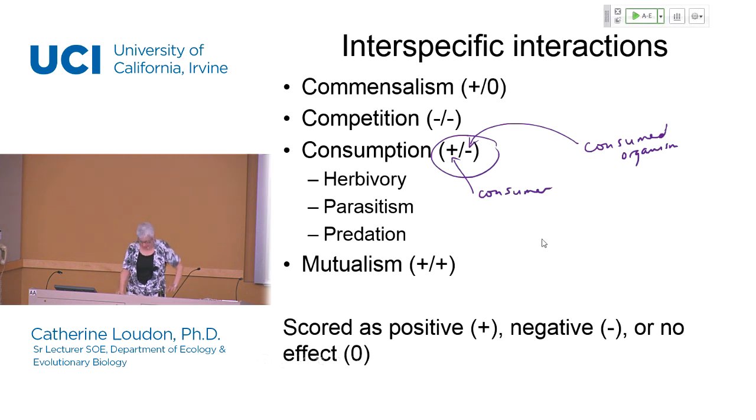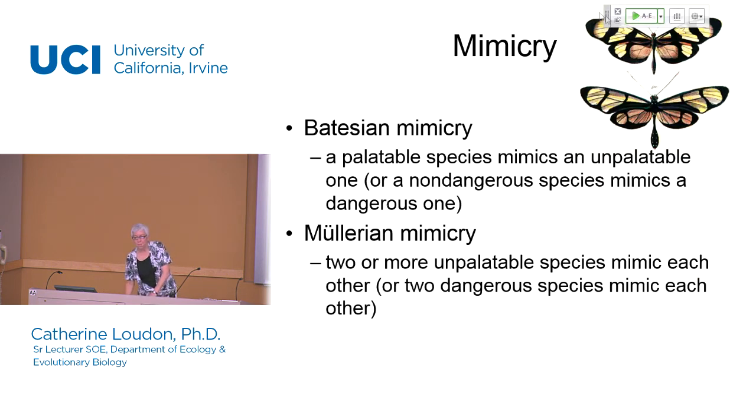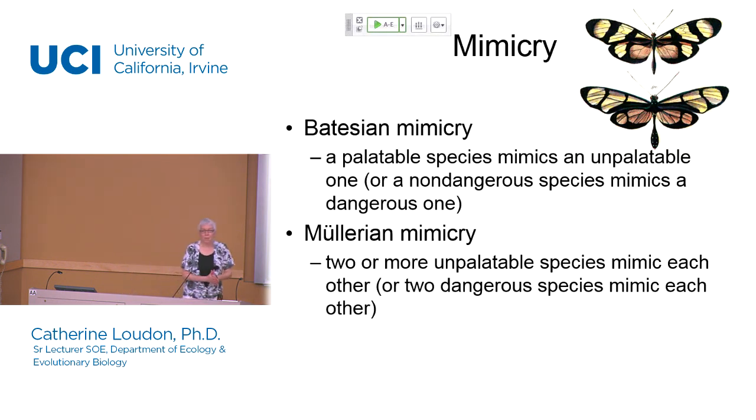So I'm not going to spend a lot of time going through some of the examples of this. I'm just going to go ahead and jump to an example of an interesting phenomenon that is driven by consumption patterns, and that is the phenomenon of mimicry. This is a term that is used when two completely different species have some kind of very strong resemblance to each other. One mimics the other.